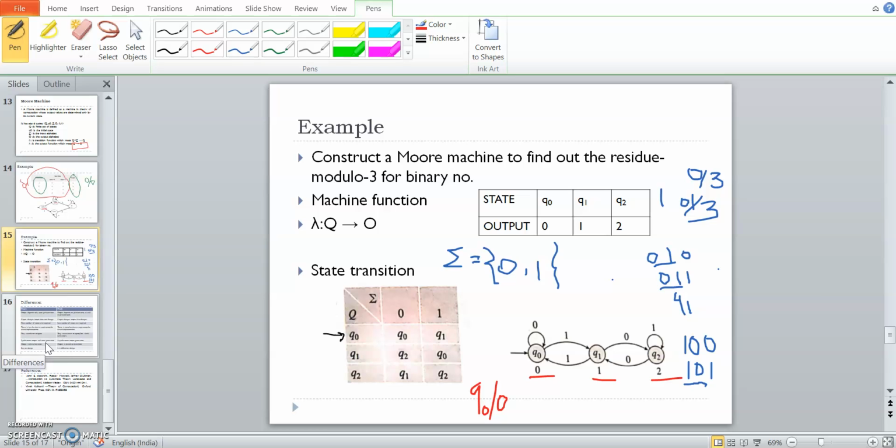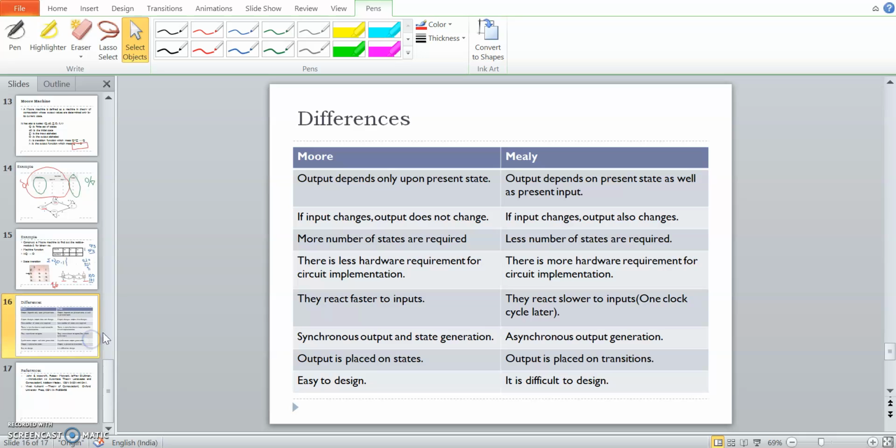Now see, what is the difference between the Moore machine and the Mealy machine? In the Moore machine, output depends only on the current state. Right, now we have seen that in the Mealy machine, output depends on the present state as well as the present input. If input changes, does it affect the output? Input doesn't bother the Moore machine, so output does not change. But in the Mealy machine, as it depends upon the input, it will change the output as well.